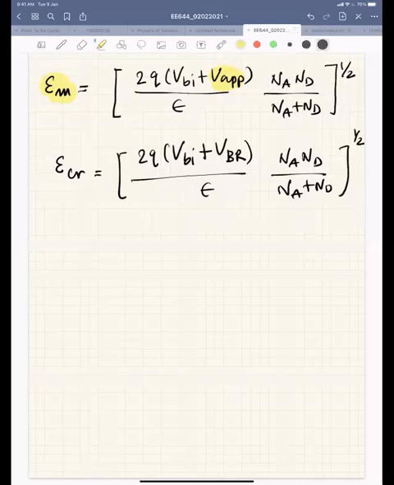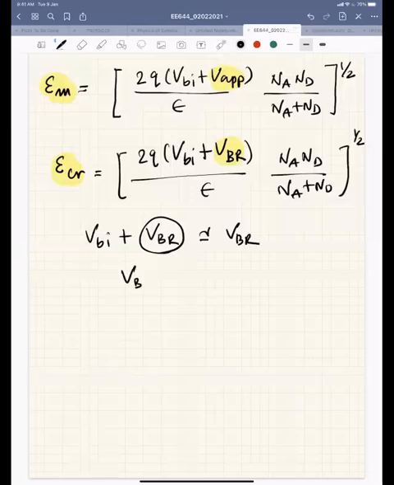Here, as you go on increasing applied voltage, at some point your maximum electric field at the junction will hit the critical electric field. At that point it will break, right? That applied voltage is called the breakdown voltage. So you know that VBI plus VBR, because your breakdown voltage is much higher than VBI, right?